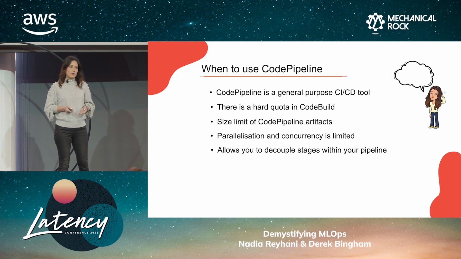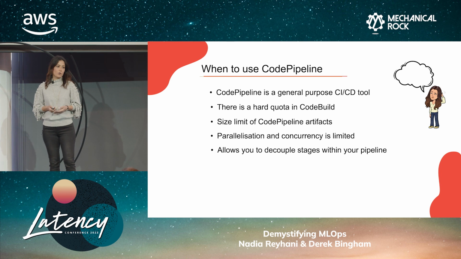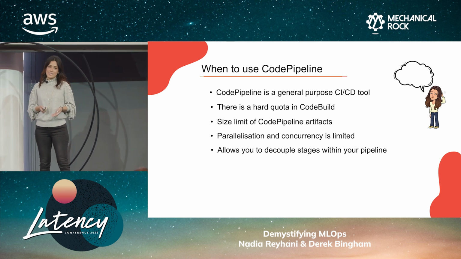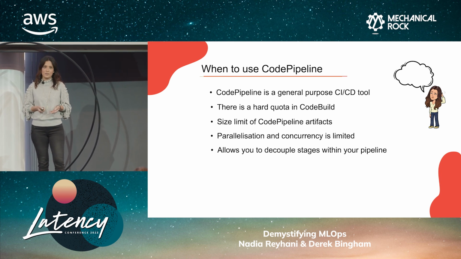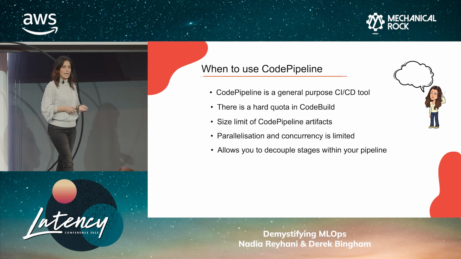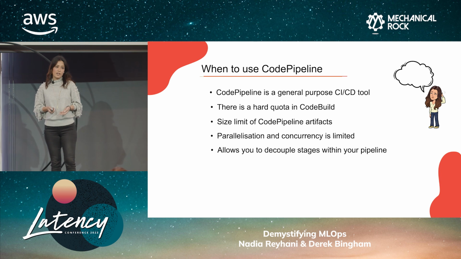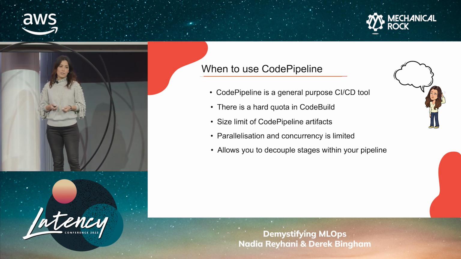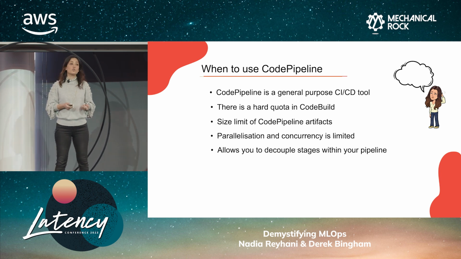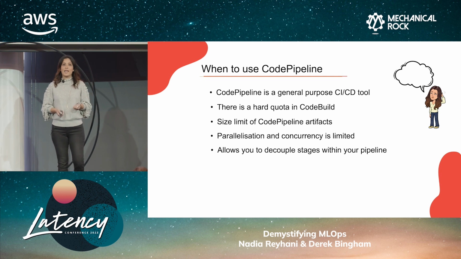But because it's not tailored for machine learning, it comes with some restrictions. First of all, we have a hard quota for CodeBuild because we run all of our tasks as a CodeBuild job. We have 8 hours. If you're training your model for more than 8 hours, you will get a timeout exception. Another restriction is the size limit that you have with CodePipeline artifacts. At most, we will get 5 gigabytes. So if you are transforming your data and you want to keep that as a CodePipeline artifact, you will be in trouble. You have to manage that in a different way.